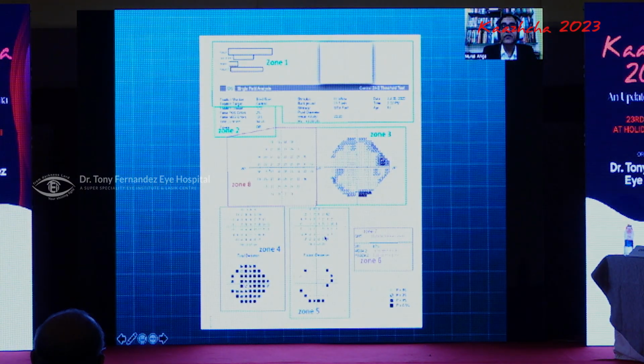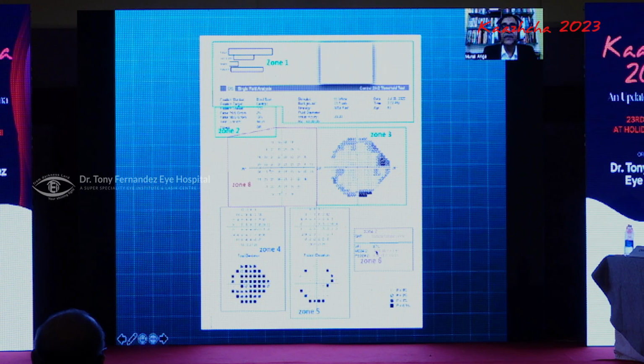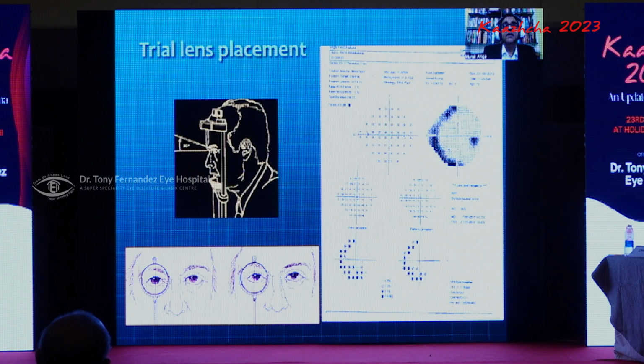Zone 6 will give you information about various aspects of how the test is done. Zone 6 gives you the VFI, the visual field index, the MD, and the PSD. Zone 7 is the glaucoma hemifield test, and zone 8 is the actual thresholds which are measured. So once you have an idea of the different aspects and parts of the HFA, the Humphrey visual field printout, the trial lenses have to be placed properly. The patient's chin and forehead have to be placed properly.